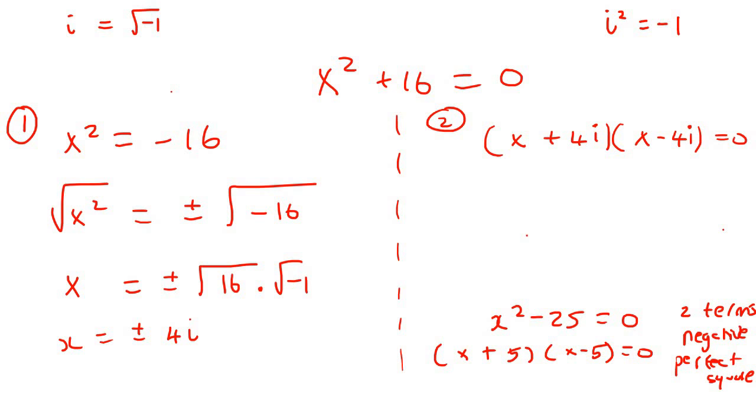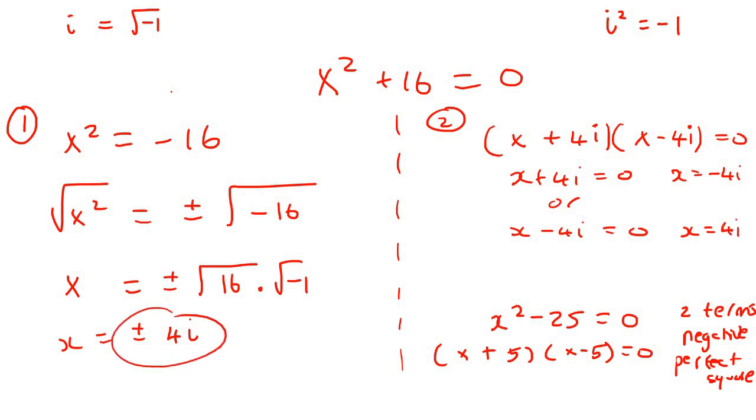Now let me show you how that actually works, or let's first go solve. So you would then say that x plus 4i is equal to 0, or x take away 4i is equal to 0. So this first one, you'd end up with x equals negative 4i, and the bottom one, you'd end up with x is equal to 4i. So we're getting the same answers, but let me show you how this actually makes sense.